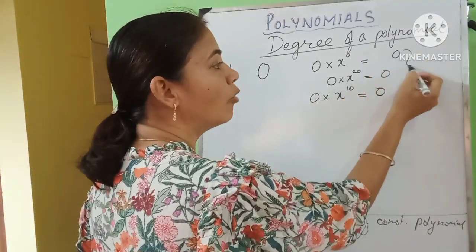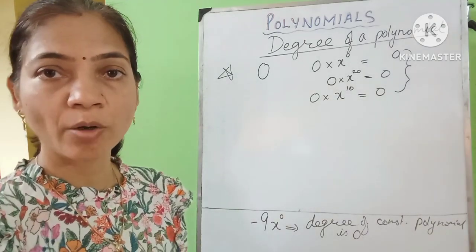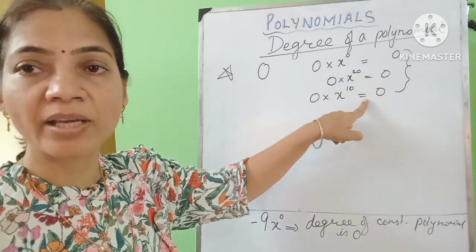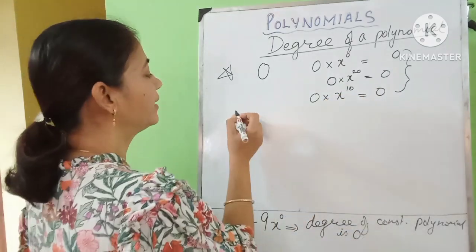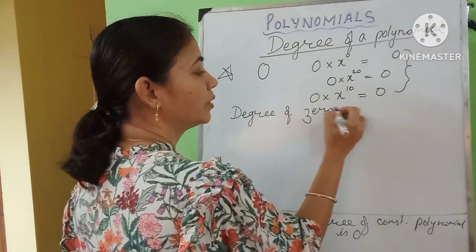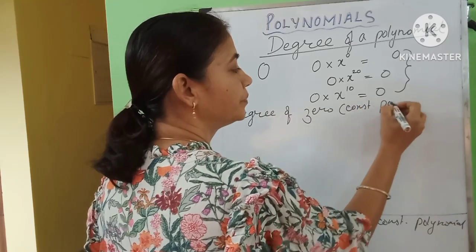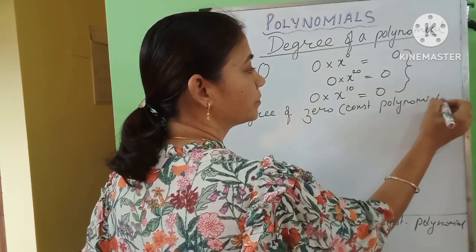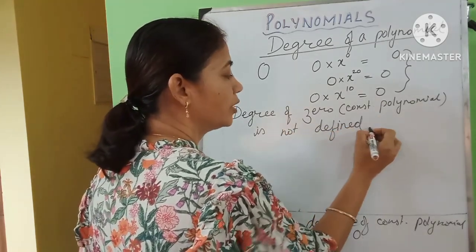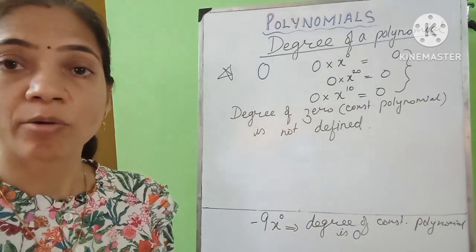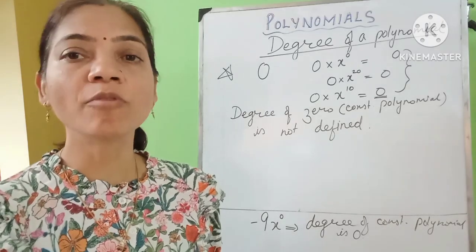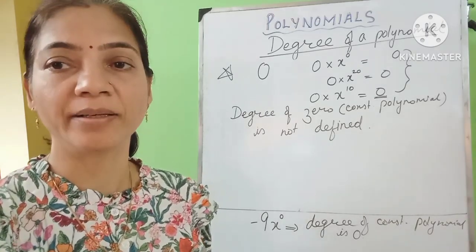So actually I don't know how we have reached this 0. The degree could have been 0, or the degree was 20, or the degree was 10. We cannot say, we cannot decide. So we write that the degree of 0, which is a constant polynomial, is not defined. You cannot define its degree. Why? Because you could have achieved 0 by taking any degree of x. So degree of 0 polynomial is not defined.